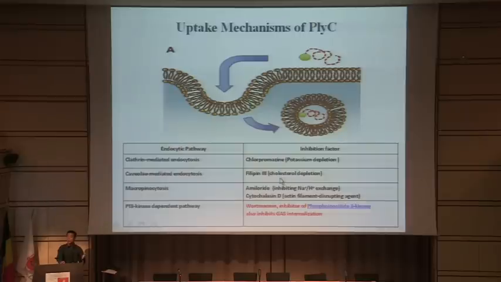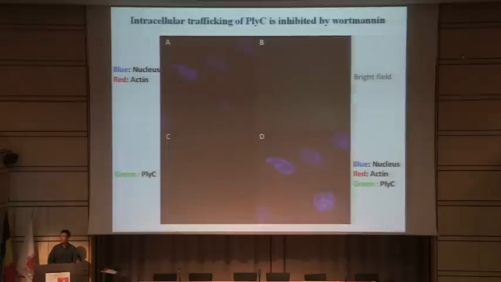none of the inhibitors we applied there actually can inhibit the PlyC internalization, but there's one, called wortmannin, that actually can inhibit the whole process. And this is a PI3 kinase inhibitor, which indicates this could be using a PI3 kinase dependent pathway. Of note, wortmannin also inhibits the group A strep bacterial internalization, giving us the suggestion maybe they share the same pathway.